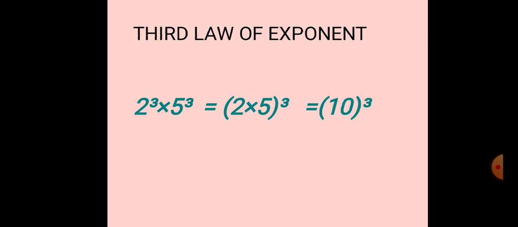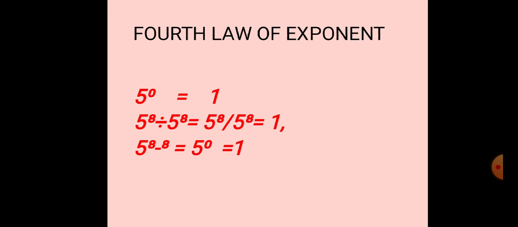Next, fourth law of exponent, that is a raised to the power 0 is equals to 1. But how is it? Now let us see one example. 5 raised to the power 0 is equals to 1. How? In second law we have studied that in division, when bases are same, powers will be subtracted, and we can write in fraction form. When I write 5 raised to the power 8 divided by 5 raised to the power 8 in fraction form, that is 5 raised to the power 8 upon 5 raised to the power 8. When we convert it to the lowest term, it will become 1.